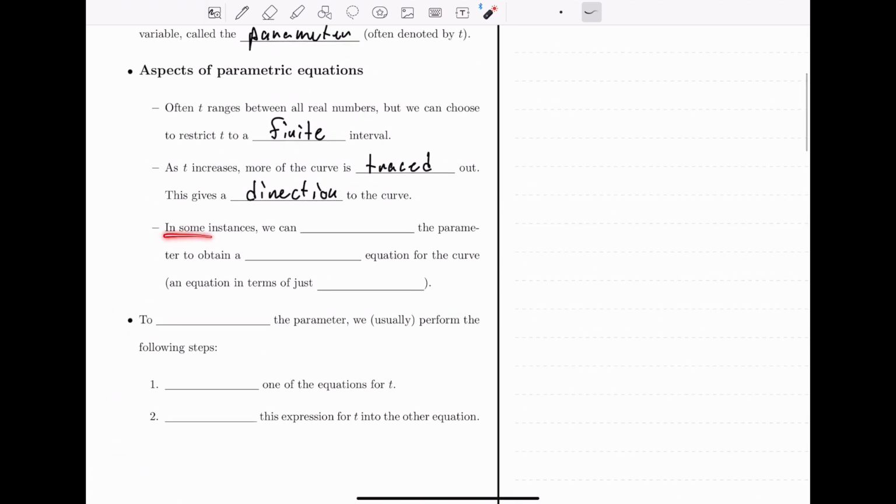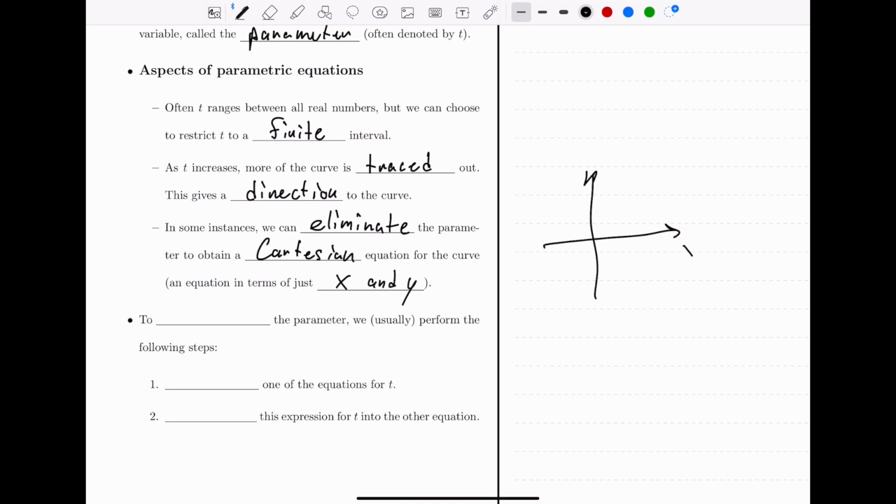In some instances, we can remove or eliminate the parameter, get rid of the parameter t to obtain what's called a Cartesian equation of the curve. Cartesian equation just means an equation in terms of x and y. So we think of the normal Cartesian coordinate plane, that's just the xy axis. So a Cartesian equation is kind of the opposite of a parametric equation. We're used to working with Cartesian equations, like y equals x squared is a Cartesian equation. So if we can get rid of the parameter t, we get a Cartesian equation.